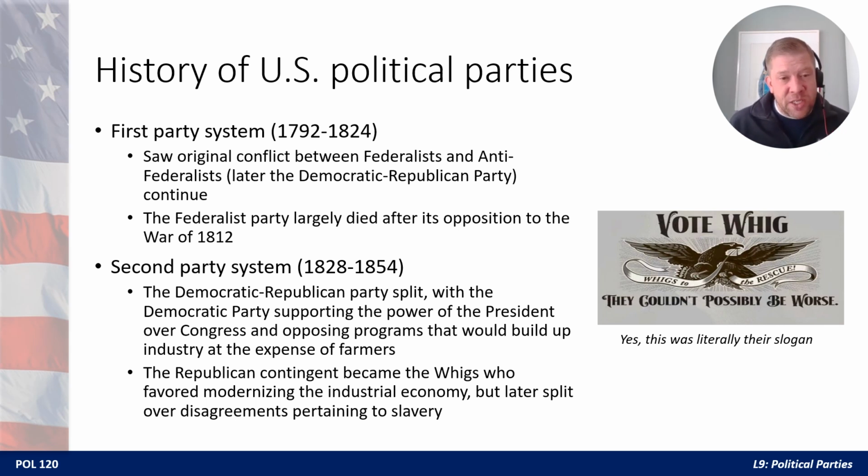The Republican contingent becomes essentially the Whigs, so that becomes the Whig Party. They favored modernizing the industrial economy. Later on, they end up being split over disagreements pertaining to slavery. But during this time period, the Republican, or what became the Whig Party, was really the party of northern industrialists and the urban contingent, whereas the Democratic Party emerged as sort of the party of the South and rural Americans.